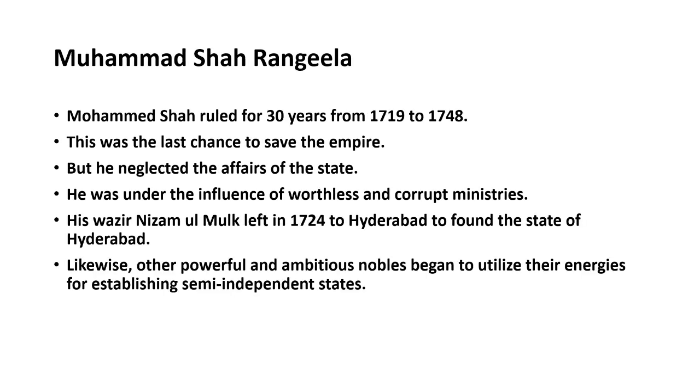Another Mughal ruler was none other than Muhammad Shah Rangila. He was popularly known as Rangila because of his fondness for music. He ruled the Mughal Empire for a longer duration of 30 years, from 1719 to 1748. As far as Muhammad Shah was concerned, it was the last chance to save the empire. However, he neglected the affairs of the state. He did not rise to the occasion. He was led by inefficient, corrupt ministers.